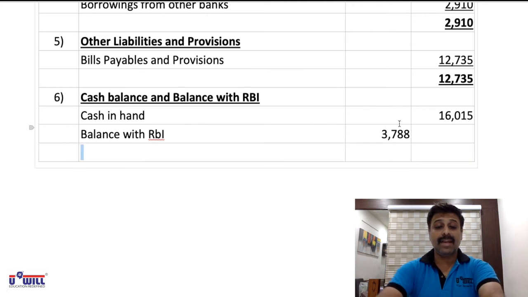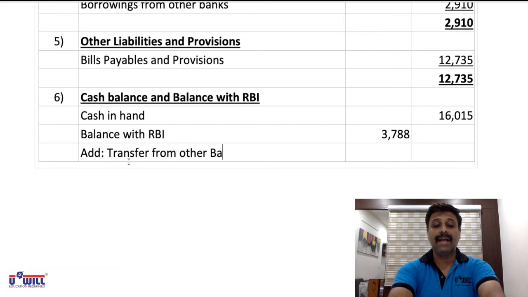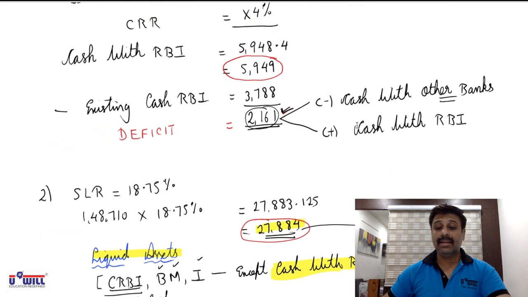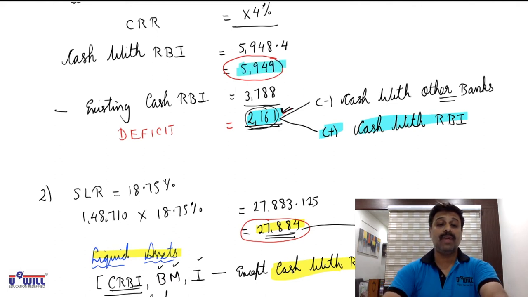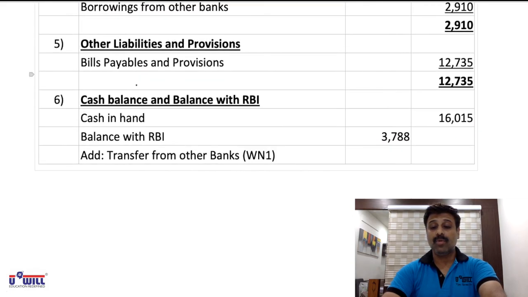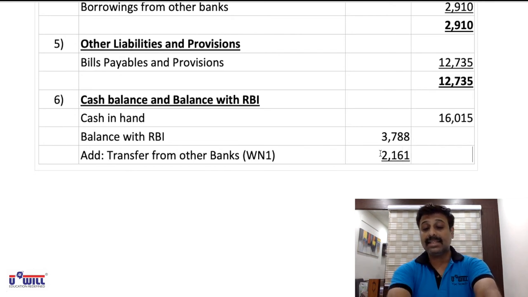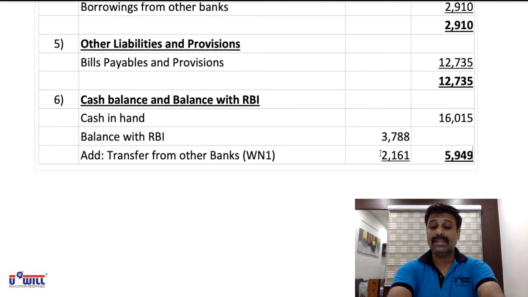Now in this we are going to transfer, because to maintain CRR of 4%, we will transfer from other banks, which we have shown in working note 1. In working note 1 we have shown that in cash balance with RBI, we have to add this 2161 so that this CRR of 4%, 5949, is maintained. So 2161 is what we are going to add over here. Once we add 2161, then we will have this amount of 5949, what is required as per 4% CRR.